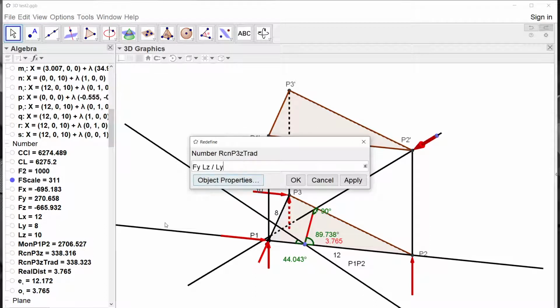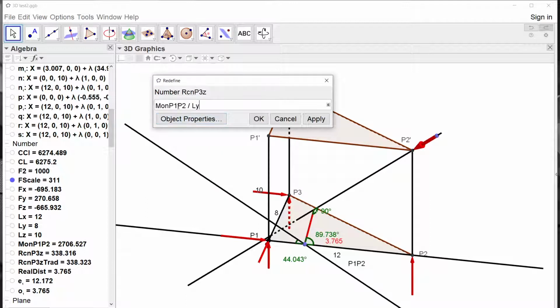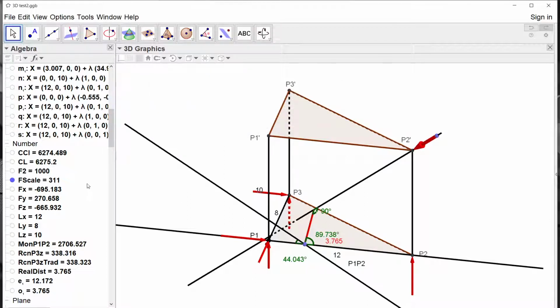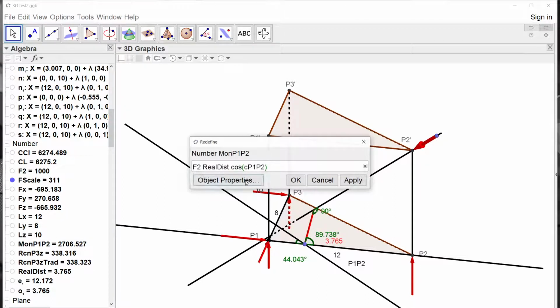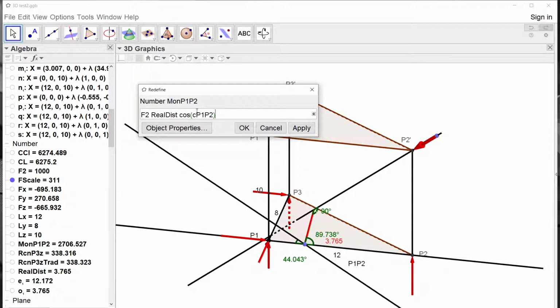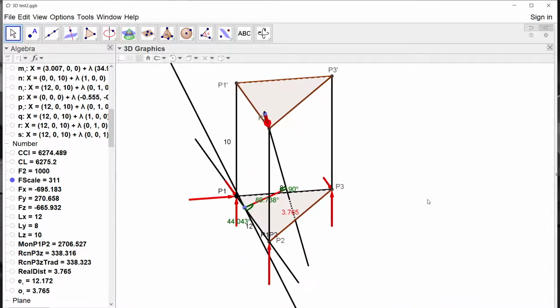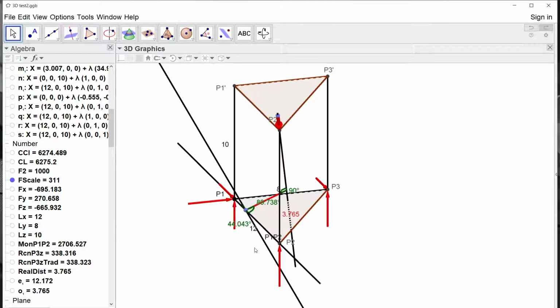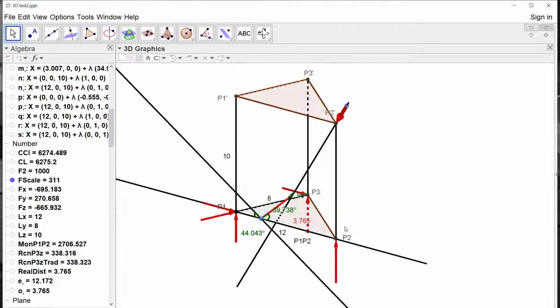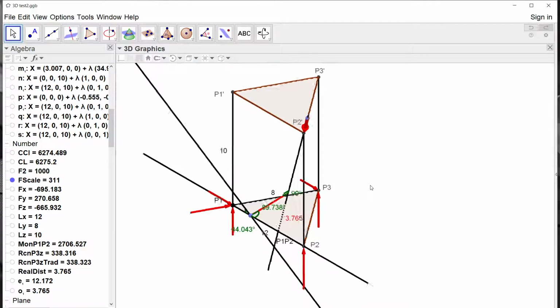The new version is this one here. So it's the moment about P1, P2. It's that moment divided by Ly. I wrote MON, but it should be MON. So I need that moment, and that moment here is F2 times this real distance times the cosine of this angle. And then it shoots down to there. So that's the real moment. You could see it spinning clockwise from this perspective. So the other one has to spin it counterclockwise.